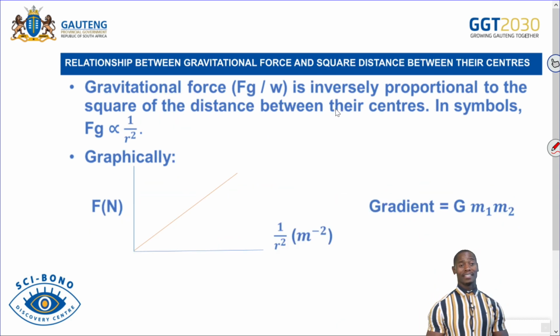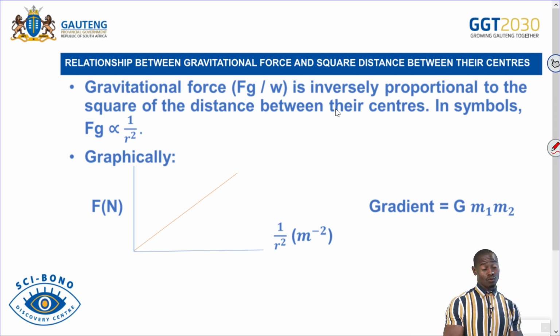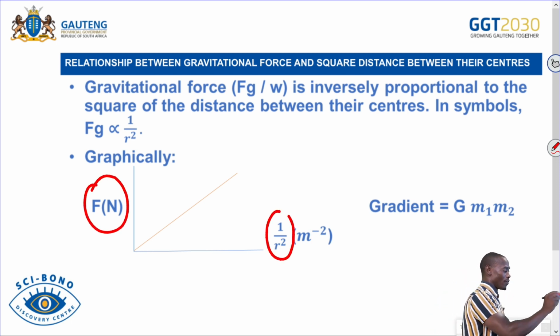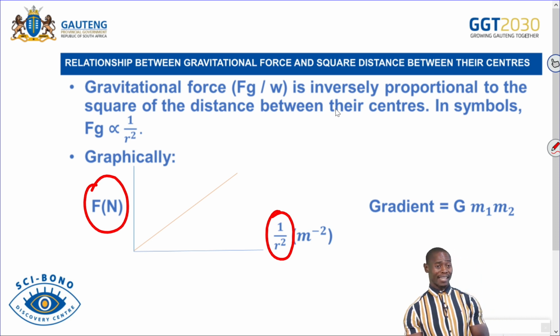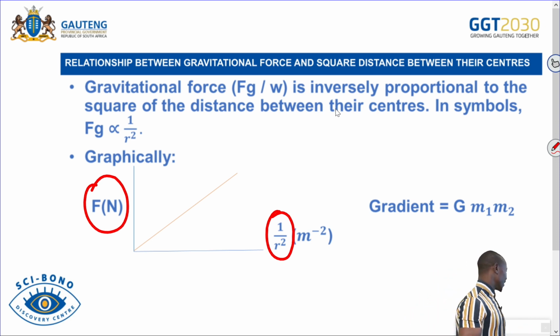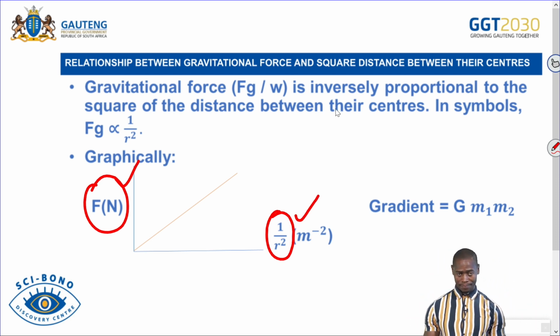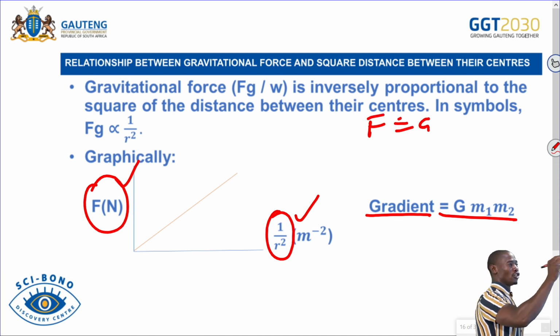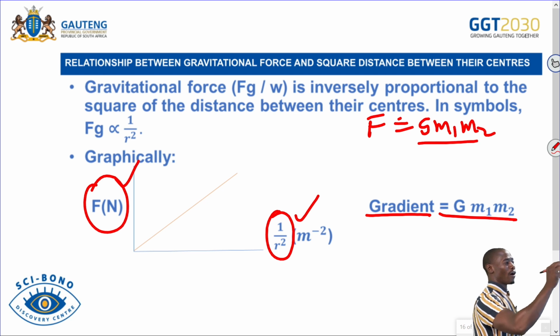So this graph shows the relationship between gravitational force and the square distance between the centers, right? So it's F versus 1 over r squared. So the relationship there is directly proportional. Then the dependent variable here will be gravitational force. The independent variable will be 1 over r squared. Then the physical quantity represented by the gradient is G m1 m2, from F equals G m1 m2 over r squared.